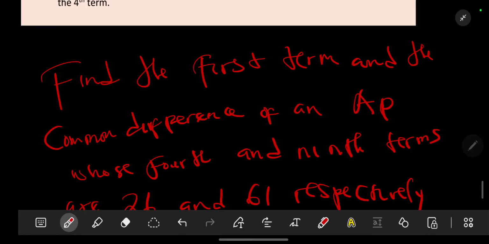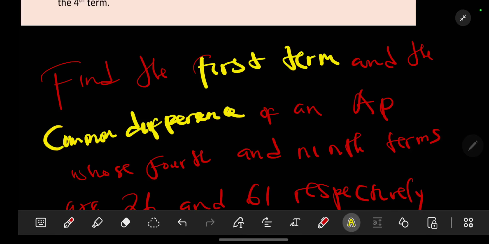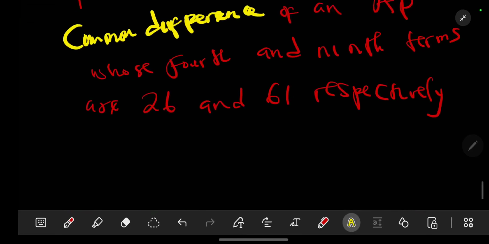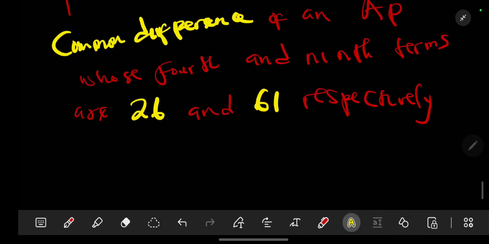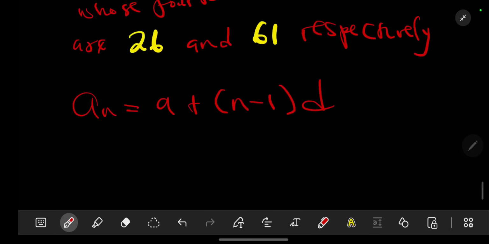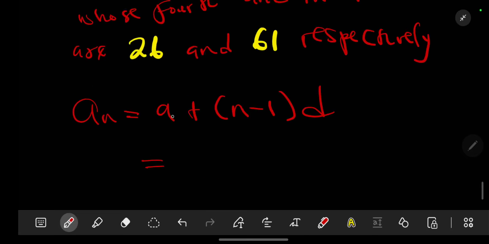We are told to find the first term and the common difference of an AP whose fourth and ninth terms are 26 and 61. So using the nth term is equal to a plus (n minus 1) times d, what is our first term? The first term is unknown, so we say a1.